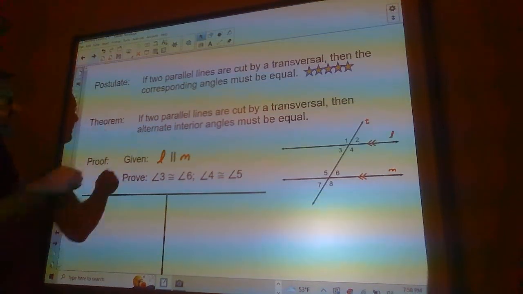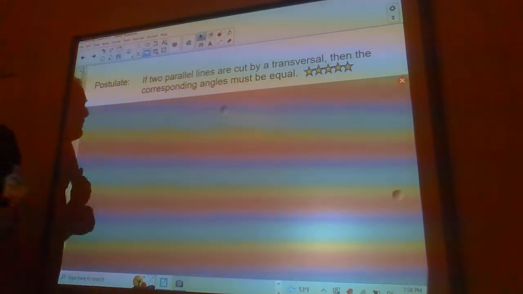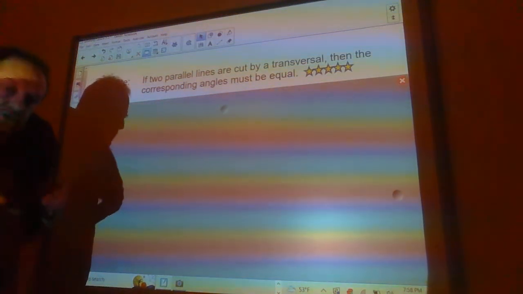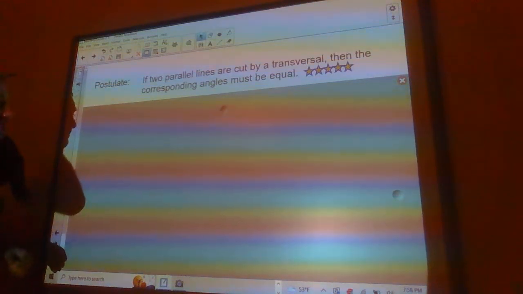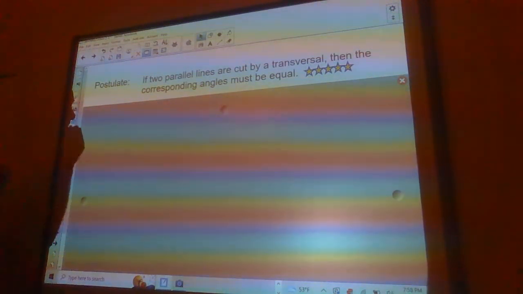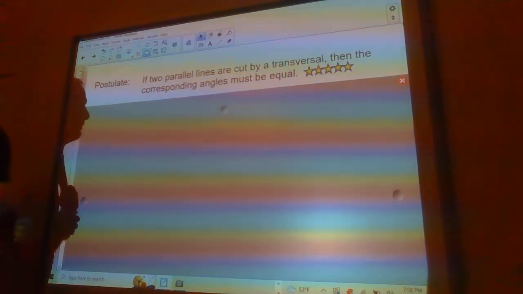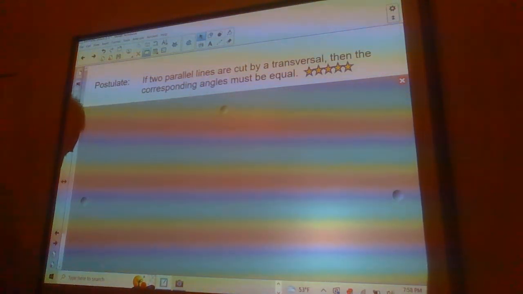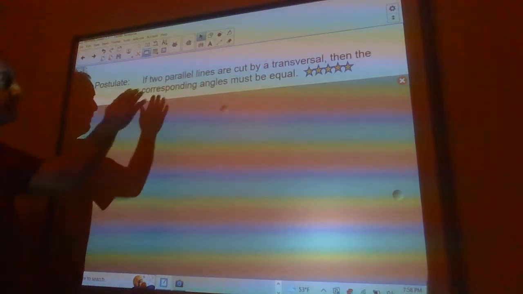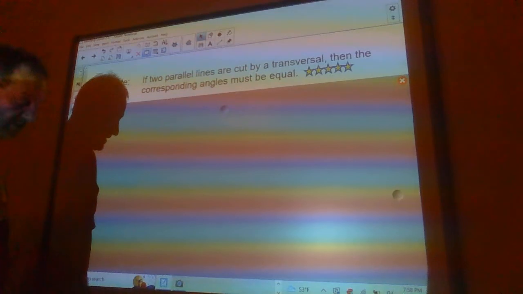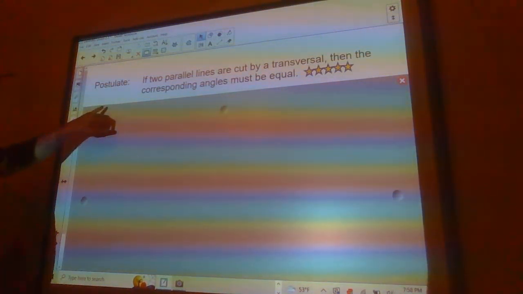Okay, so let's just talk about this postulate here for a second. A postulate is something that we're going to accept to be true without proof. So in this case, if 2 parallel lines are cut by a transversal, then corresponding angles must be equal. You need to know that really well. You will be tested on this a bunch, okay?